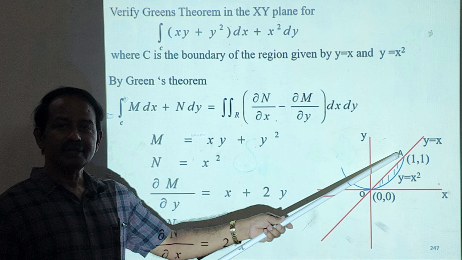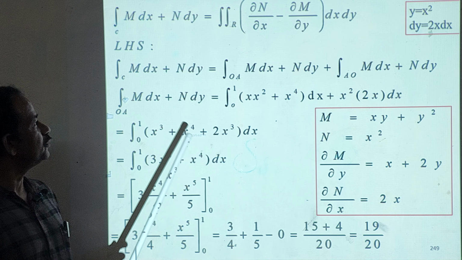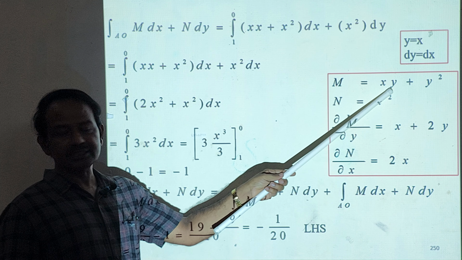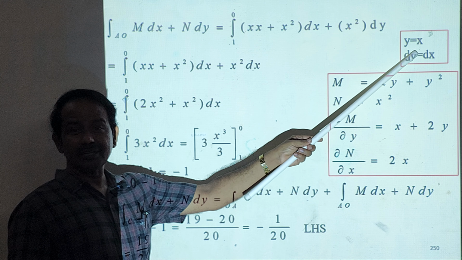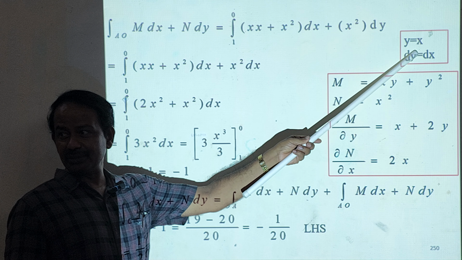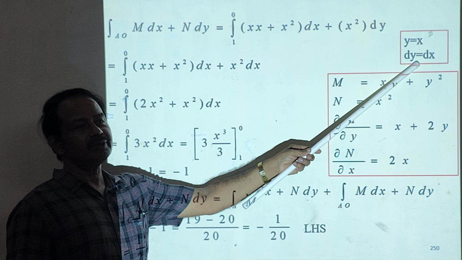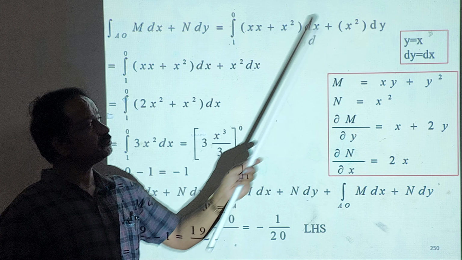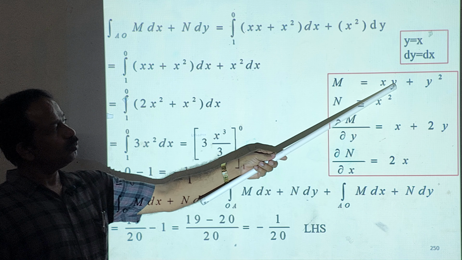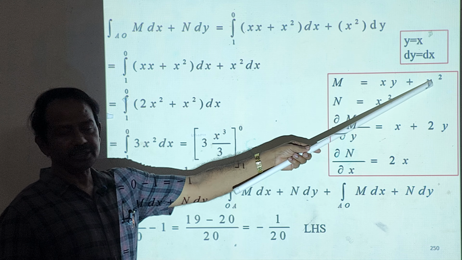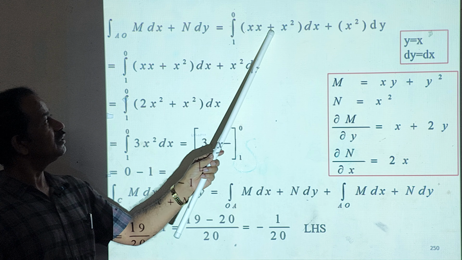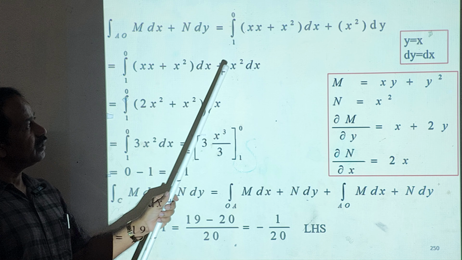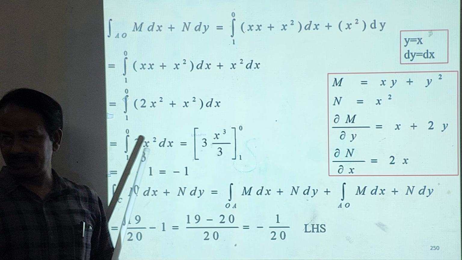Now from A to O will give you this equation. So you have M equals xy plus y squared dx. What equation? Y equal to x, we have to use y equal to x. Okay. So instead of dy, you have to substitute dx. Instead of y, you have to substitute x. That will give you this. So we have x squared, 2x squared, and this one x squared is there. So we have 3x squared dx.